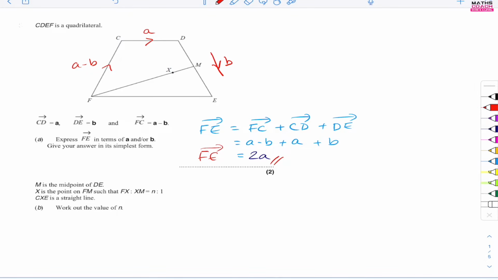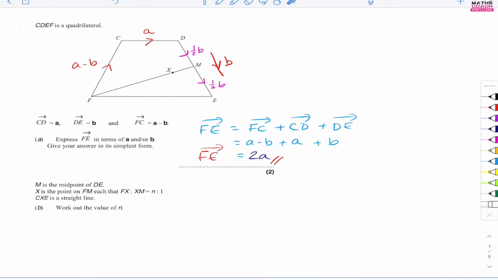Let's read the next part of the question, which is when it gets a lot more complicated. We are told that M is the midpoint of D to E, as I mentioned earlier. Let's write down what that means for us. It means that from D to M is going to be half of B. So we write a half B here, and this is also going to be a half B as well, because M divides D to E exactly in two parts. So it's a half here and a half there.